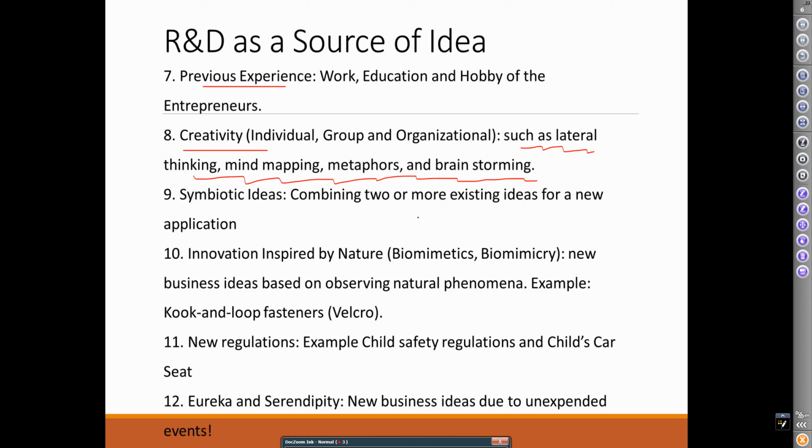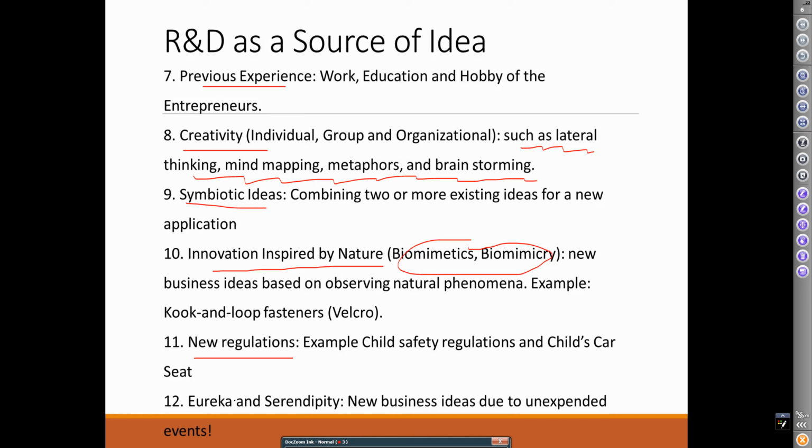Symbiotic ideas, combining two or more existing ideas for a new application, why not? Also a source of ideas. Innovation inspired by nature: you know that in some industries right now we have recent trends, that's why we create innovations which are inspired by nature. New regulations: for example, if there are new regulations or new industry standards in some industries, in this case we may create new innovations, new ideas because of the new regulations.